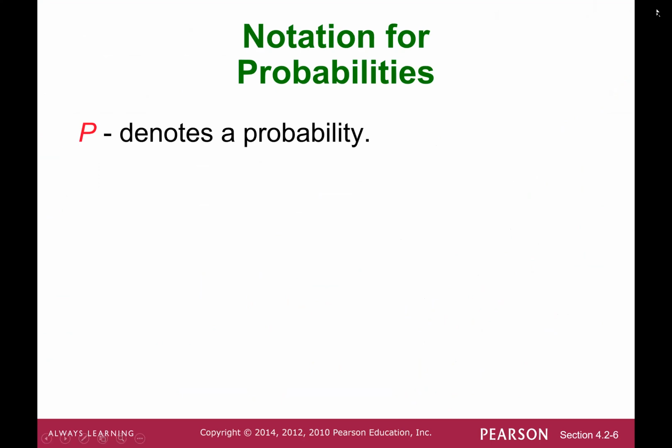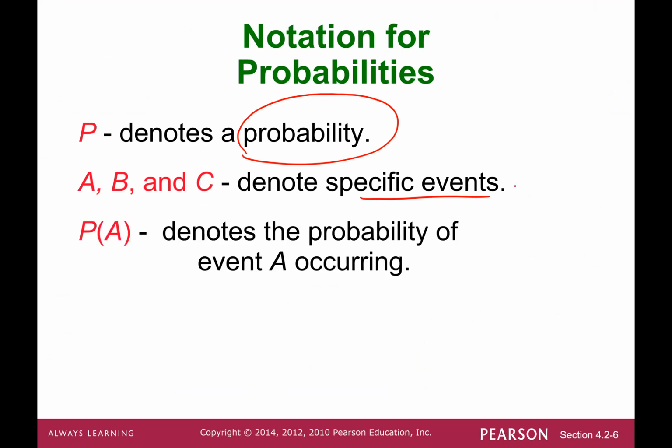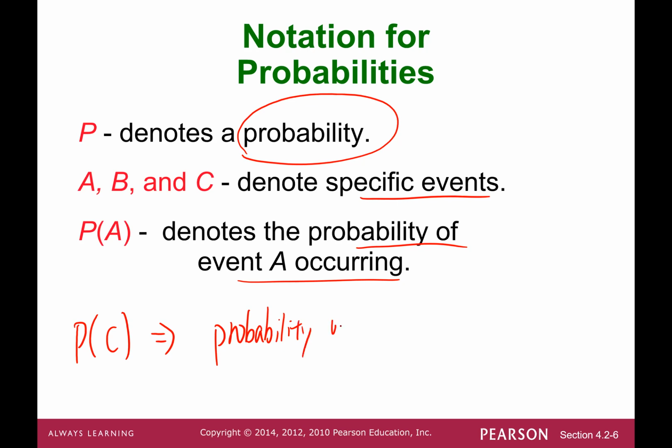In terms of notation, we're using P to represent the probability. Capital letter P represents probability, and then usually we use A, B, C to represent each specific event. So we could have P of A, which denotes the probability that event A occurs. It could be P of C, which indicates the probability that event C occurs. Now this is just basic notation for writing probabilities.